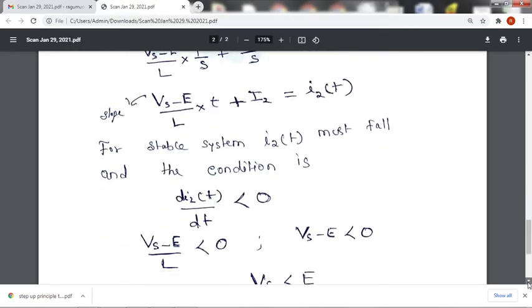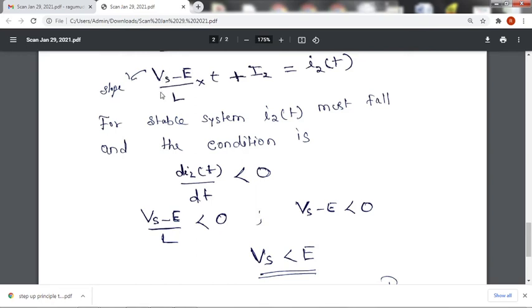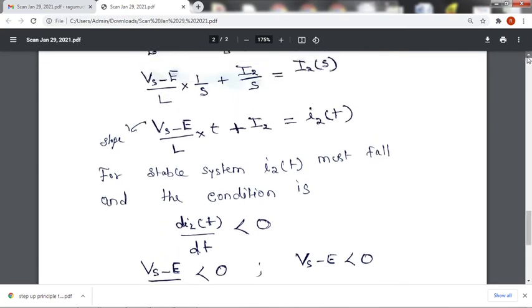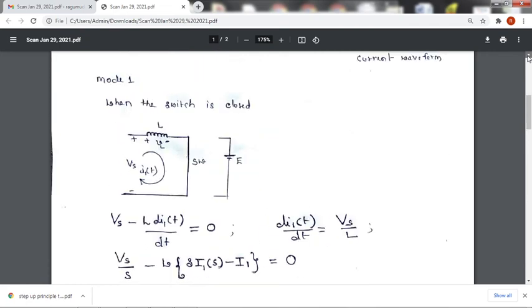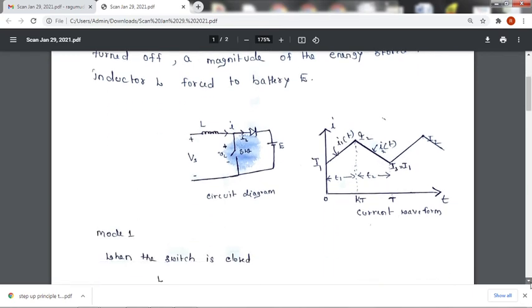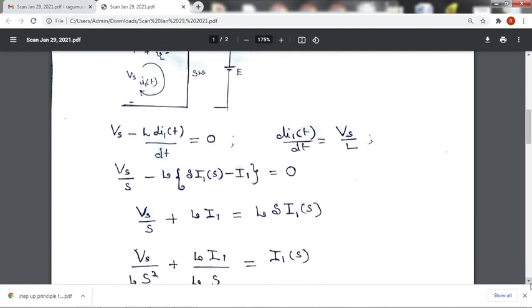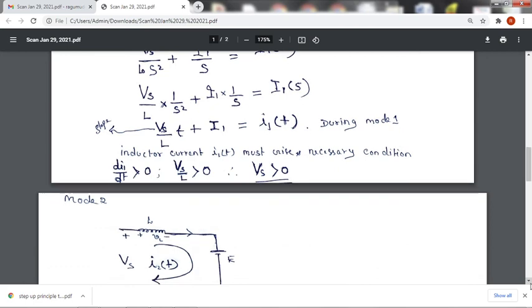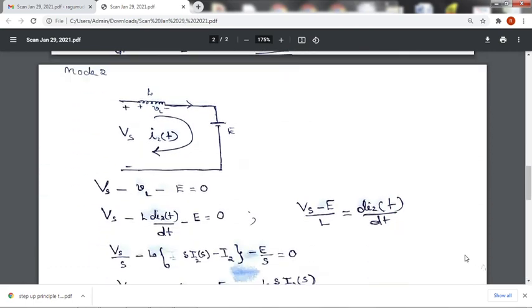So we got an equation now. We can see here this is the slope of I2 of t. For a stable system, I2 of t must fall, correct? Looking at the steady state current waveforms, I2 of t must fall, meaning its slope should be negative. What is the slope of I2 of t? We have calculated it several times. It is Vs minus E by L. So Vs minus E by L should be negative.